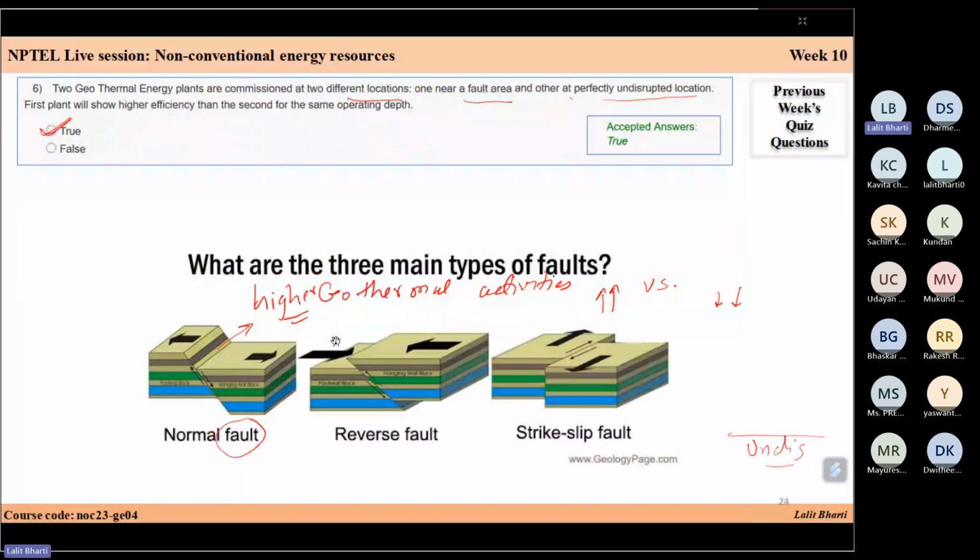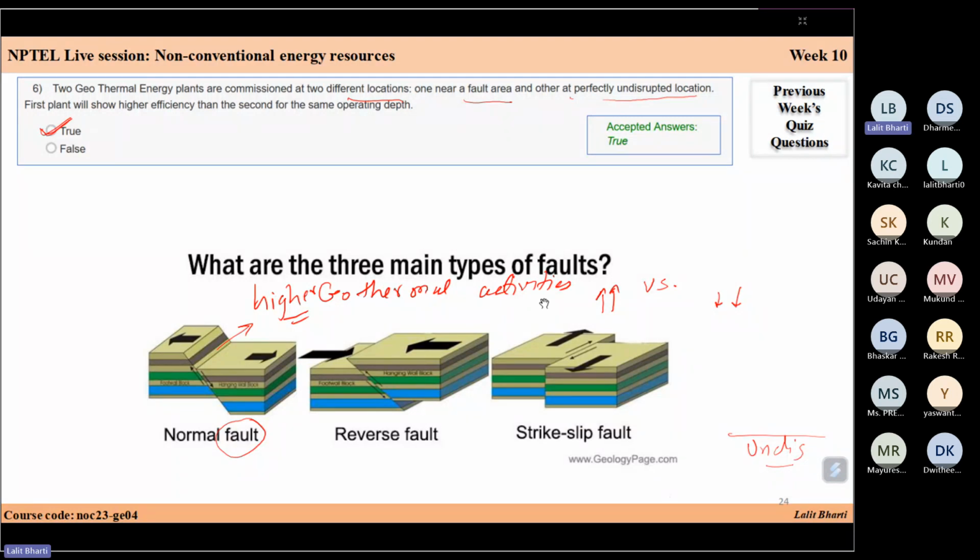Then we have the sixth question. It says two thermal energy plants are commissioned at two different locations. One is near a fault area, and one is at a perfectly undisrupted location. So the first plant will show higher efficiency than the second plant.